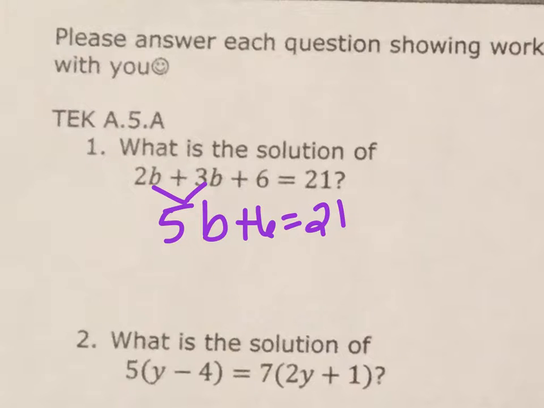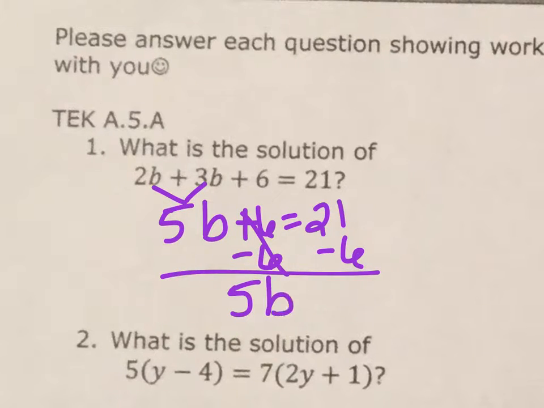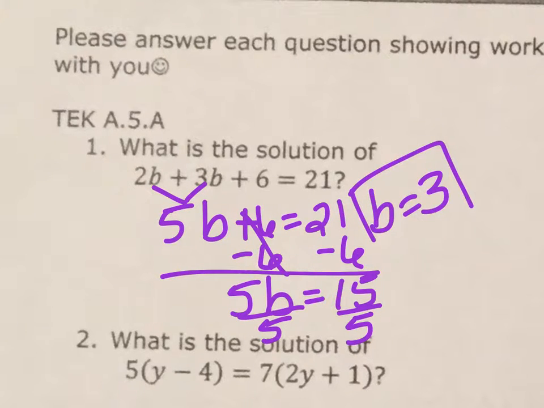Okay, then I have to get b by itself, so I'm getting rid of the positive 6 with the negative 6. So 5b equals 21 minus 6 is 15. I get rid of a coefficient with division. 15 divided by 5 is 3, so b equals 3. Now if I check that, put it back into my equation, 2 times 3 is 6, 3 times 3 is 9, 6 plus 9 is 15, plus 6 does equal 21, so I know I am correct.